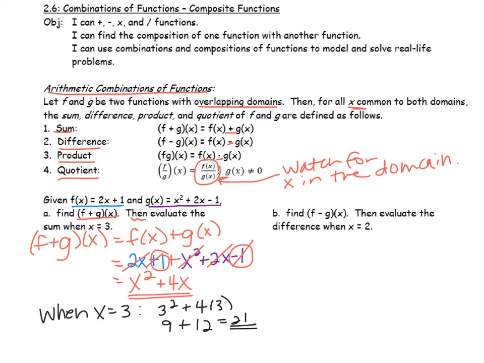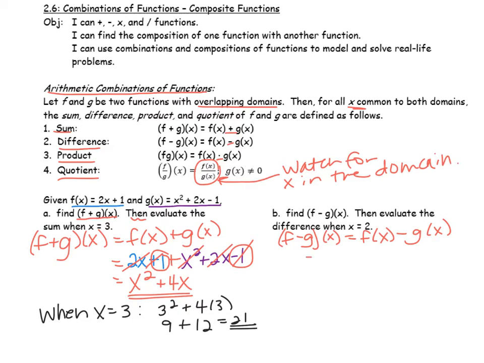The example on the right is subtraction, and it's the same process. Then evaluate when x equals 2. However, when we have subtraction, we have to keep in mind that order will matter when we try to simplify. So subtraction, the letter f, so function f is going to go first, f of x, and then we're going to subtract out whatever g of x is.